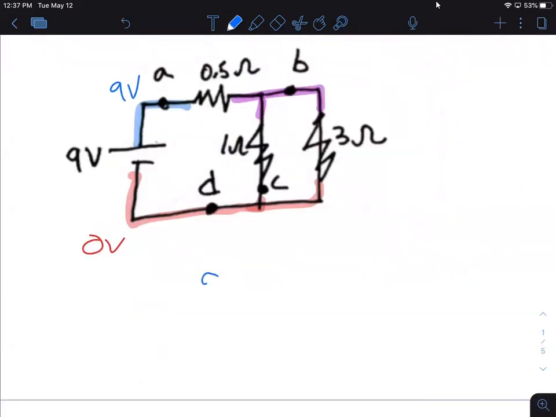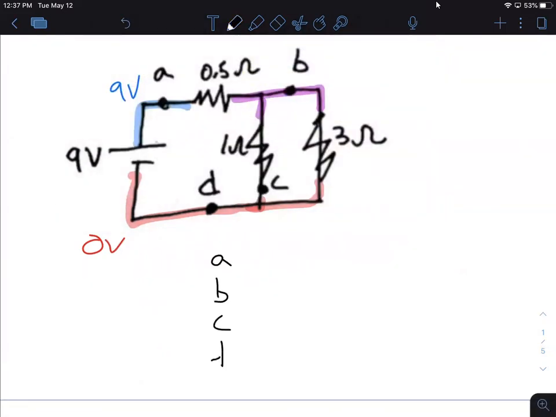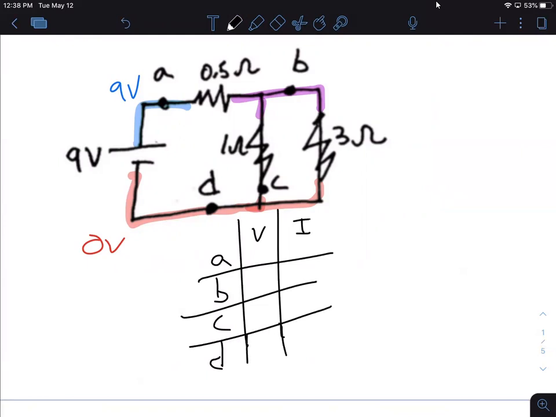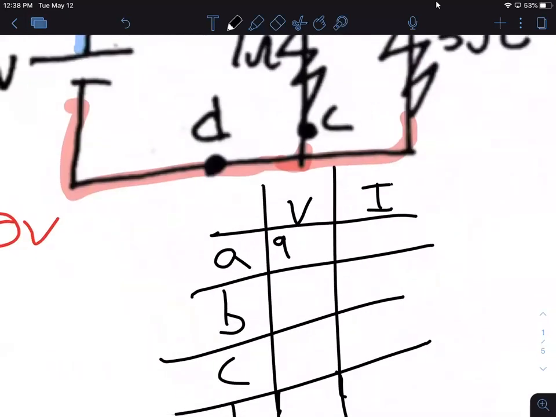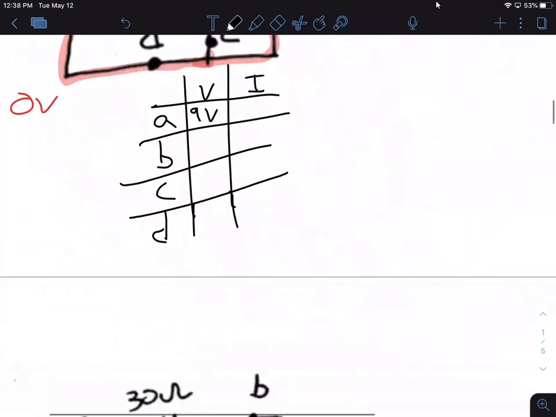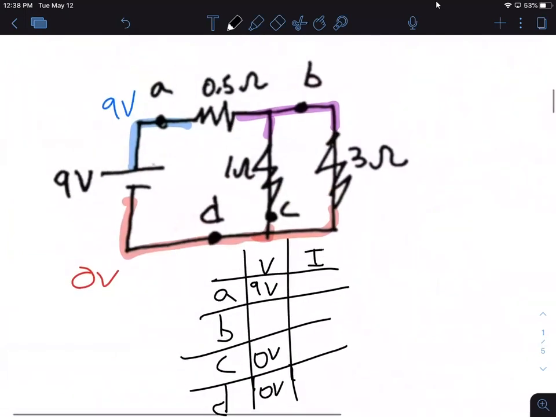Let's make a table for this. A, B, C, D. Current. All right. So A, we just said, and again, this is a different kind of table. This is not the kind of table we were making in previous practices for each resistor. This is just for these points. 9 volts. D and C are 0 volts. B, we don't know. We don't know purple. So we've got to find some currents and things to help us do that.